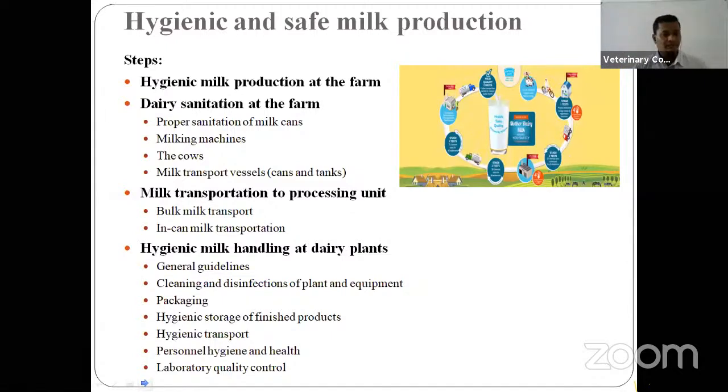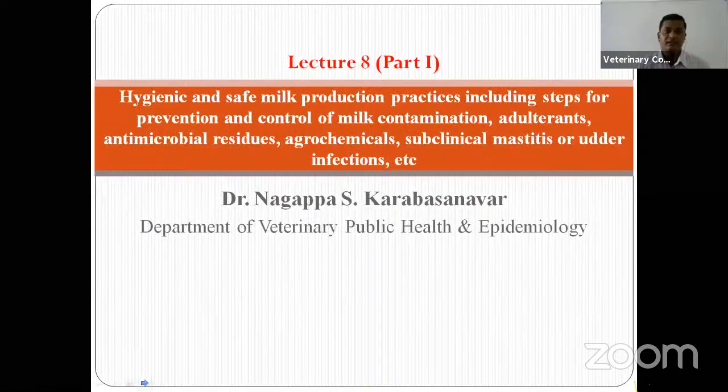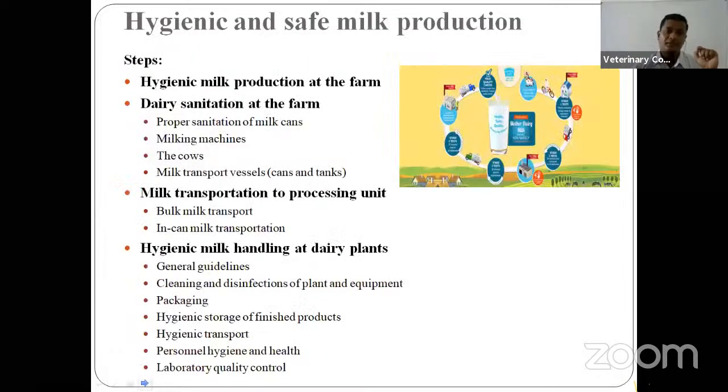Where all they are anticipated and how we should ensure hygienic and safe milk production practices. It includes where they are introduced so that we can address them, whether it is the conventional milk production system, or the organized milk production system wherein the total quality management system is in place. The basic principles of hygiene are the same. They can be extrapolated at all these levels.